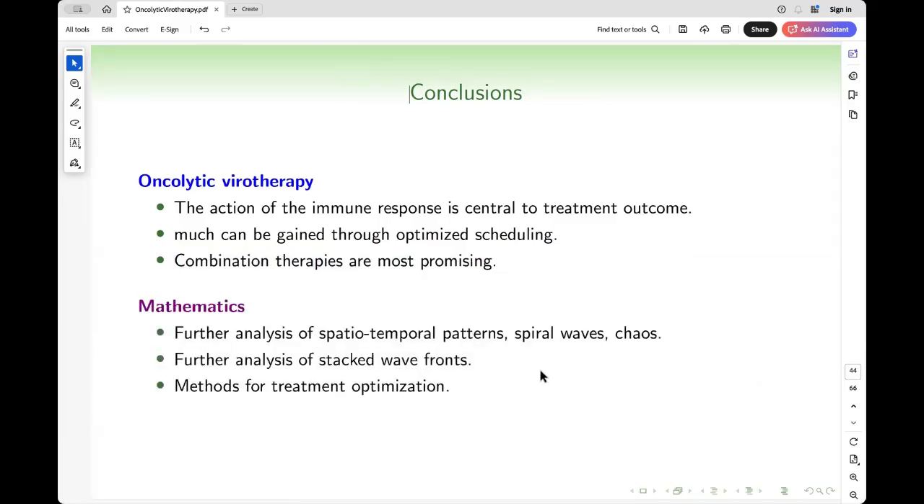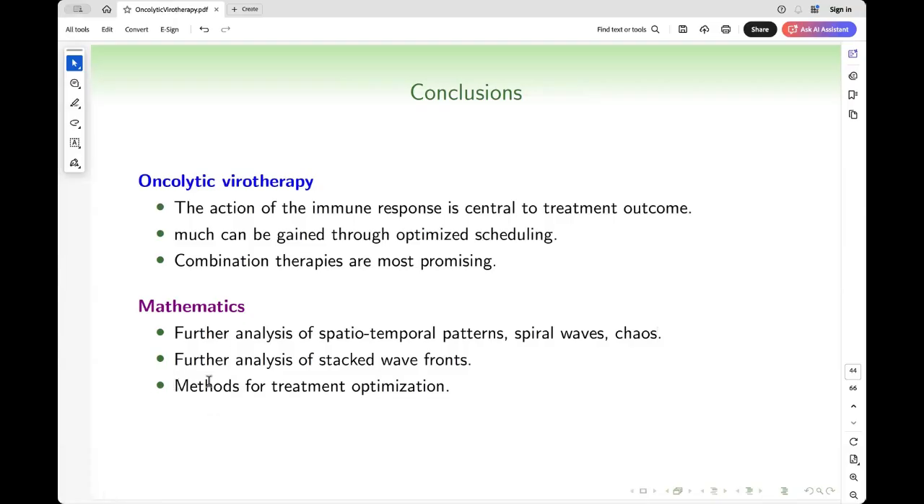And then mathematically, it's interesting. We can analyze spatial temporal patterns in these models, spiral waves, chaos. We can do a further analysis of the stacked waves. I don't know if you ever thought about it, no, you probably didn't. So stacked waves: you connect one steady state to the other with a traveling wave. In phase space, this is a heteroclinic connection between steady states. Now, in my case, the phase space would be 8-dimensional, and I found at least 4 heteroclinic connections between different steady states. So it's like a heteroclinic tree in an 8-dimensional phase space. So good luck proving that this exists.